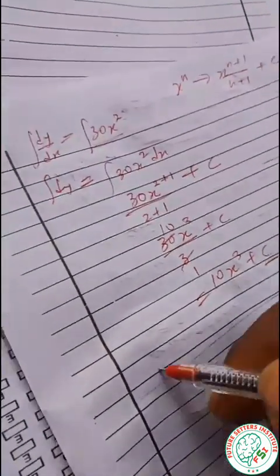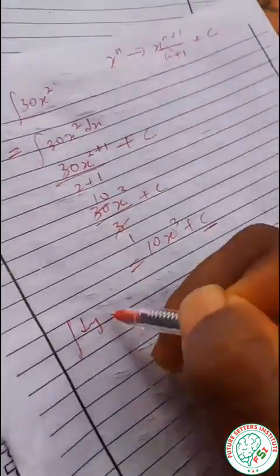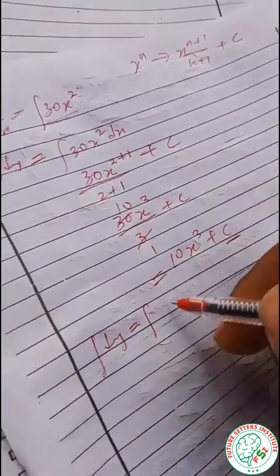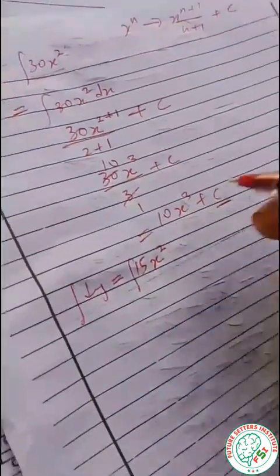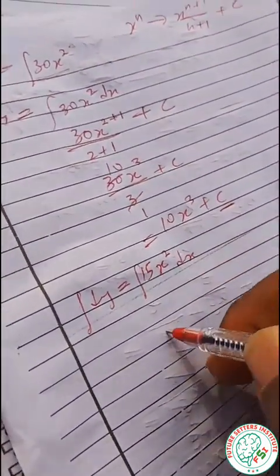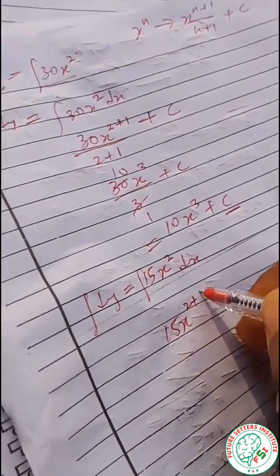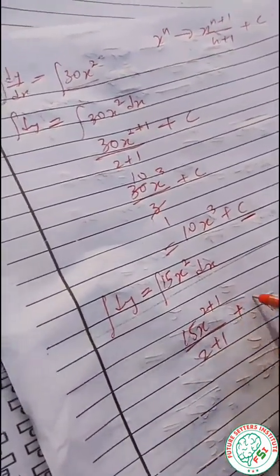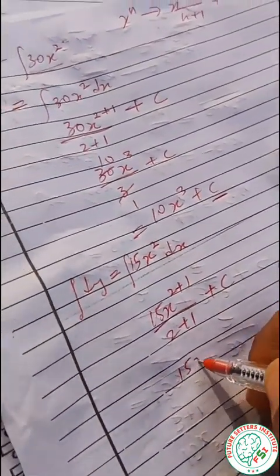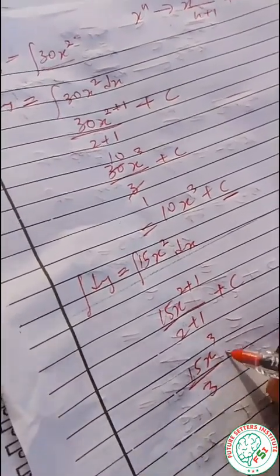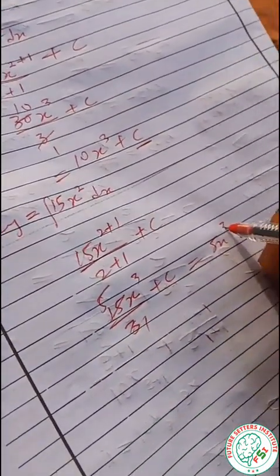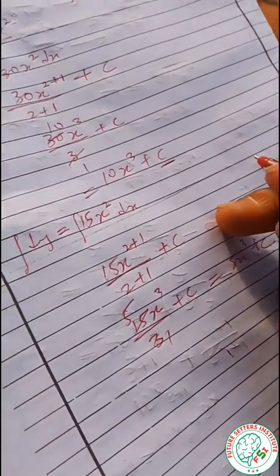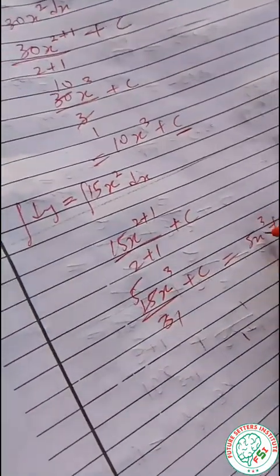So let's say we want to integrate this now. Let's say we want to integrate 15x squared dx. All you just do is to say 15x raised to 2 plus 1 over 2 plus 1 plus c. And this will give you 15x raised to power 3 over 3 plus c. 3 here 1, 3 here 5. So what you have is 5x raised to power 3 plus c. So that's what will give you 5x raised to power 3 plus c.